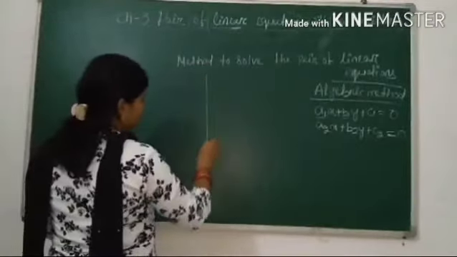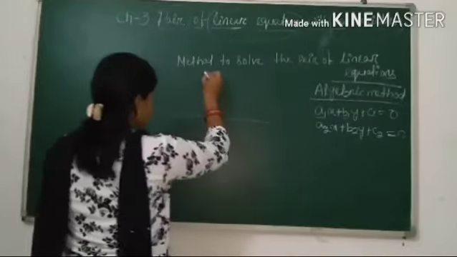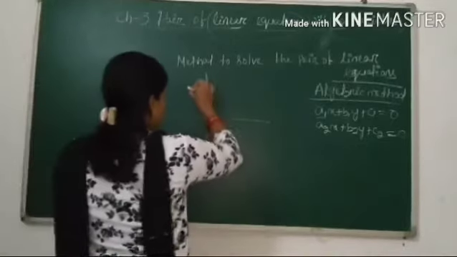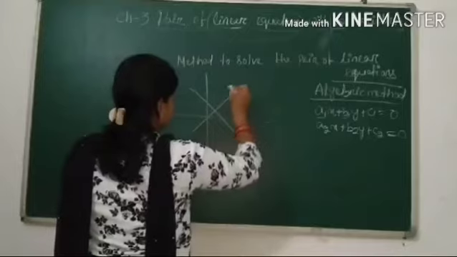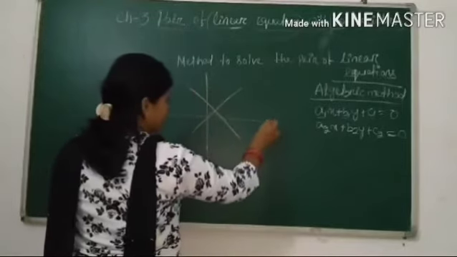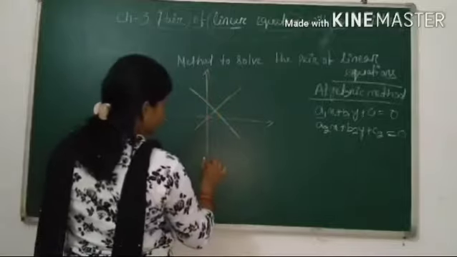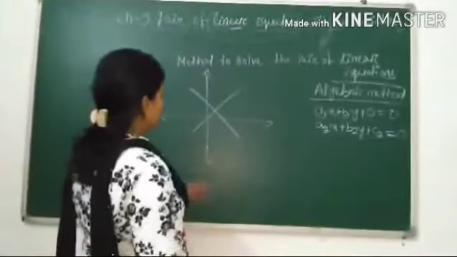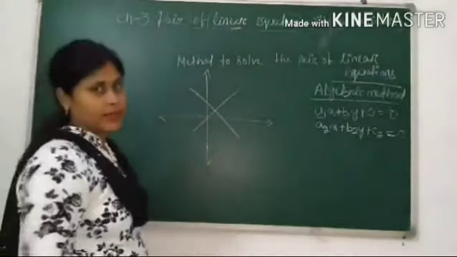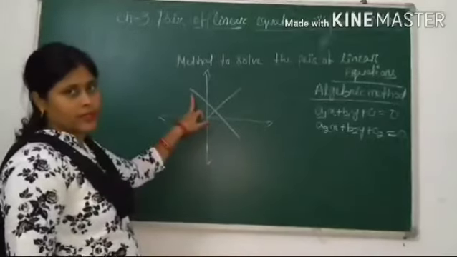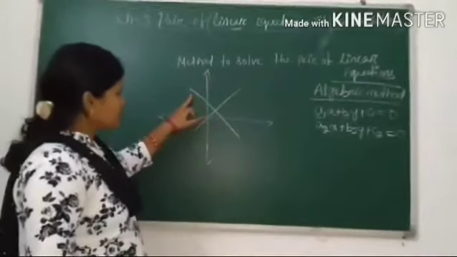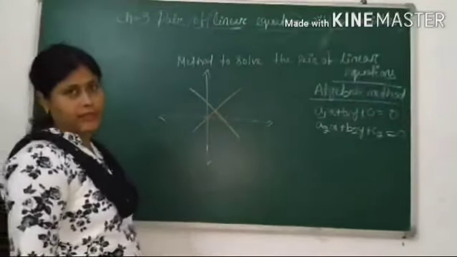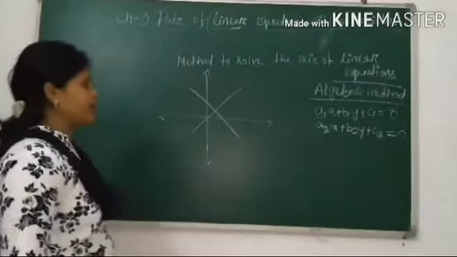If I draw a graph between these two lines, I will get a graph like this. In ninth class you have already done graphs. But in 10th class two equations are given. So first of all you have to find four solutions of the first equation, then four solutions of the second equation, then you have to represent them on the graph.